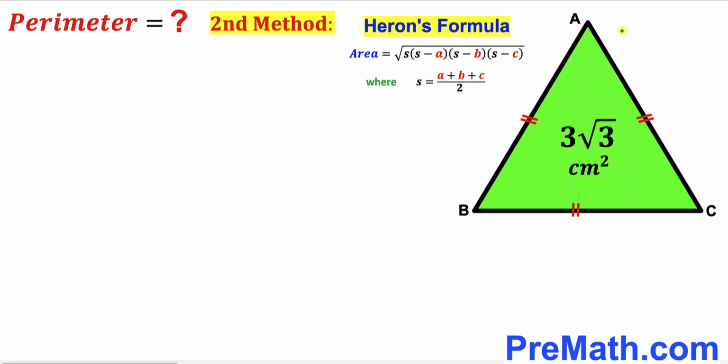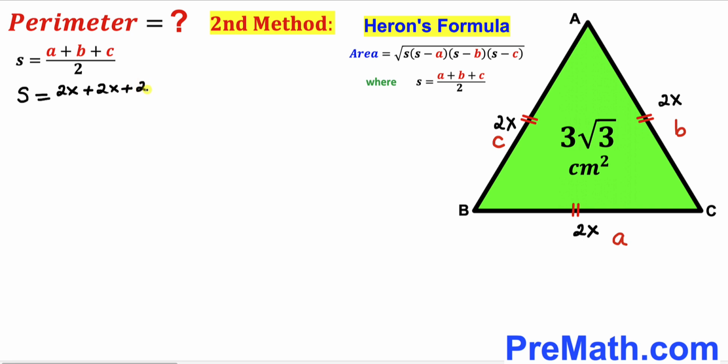And now since we are dealing with this equilateral triangle, if I label this side length of the triangle as 2 times x, then this side is going to be 2 times x and 2 times x as well. And if I label this side as lowercase a, this side lowercase b, and this side lowercase c, then our s value is going to be equal to 2x plus likewise 2x plus 2x all over 2. So therefore our s value turns out to be simply 3 times x.